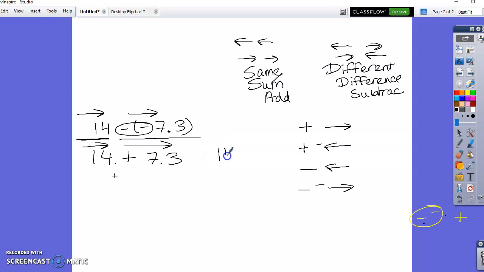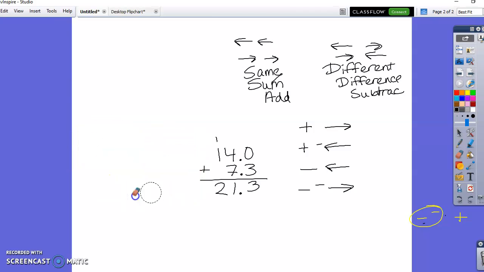So since I'm adding and subtracting, I'm going to line it up. Now some people like to put a 0 there. You can. I don't want to force you to because you don't see it, but if you were subtracting, you would definitely want to put that, okay? 0 plus 3, 4 plus 7, 1 plus 1, and then I bring down that decimal. Okay, so 21 and 3/10.